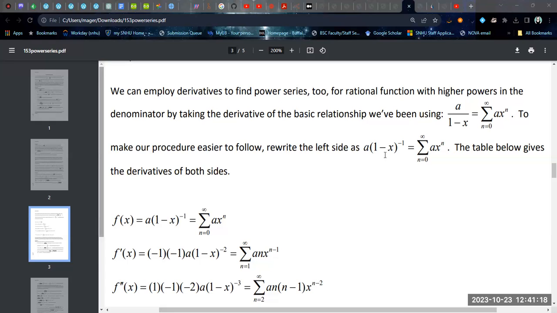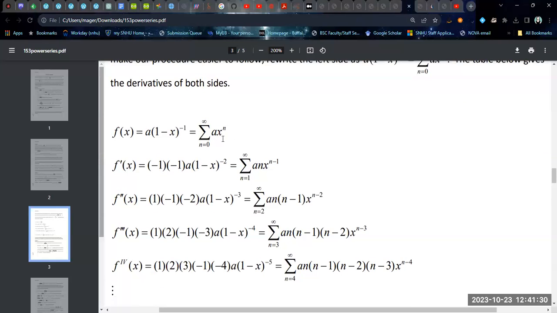Now, I'm going to rewrite this to make my taking derivatives a little bit easier, as a times 1 minus x to the negative 1, so I can apply my power rule. And so that is my first round of formulas. But the more complex ones I can get from taking the derivative of these formulas.